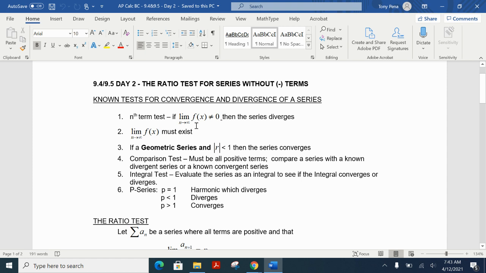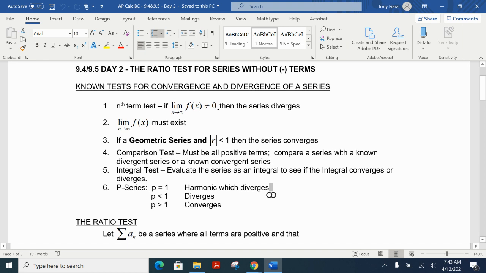You can see at the top here where it says the ratio test for series without negative terms. So that's kind of the new test we're going to be dealing with today. We now have a number of ways to determine if an infinite series is going to converge or not. I have those listed here just so we can keep track of them.